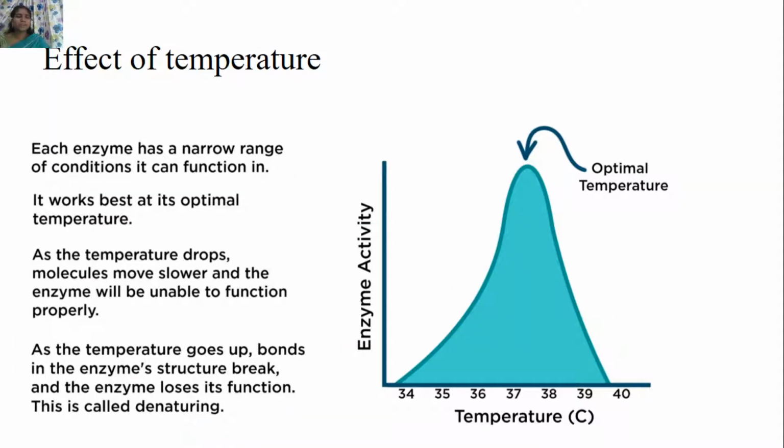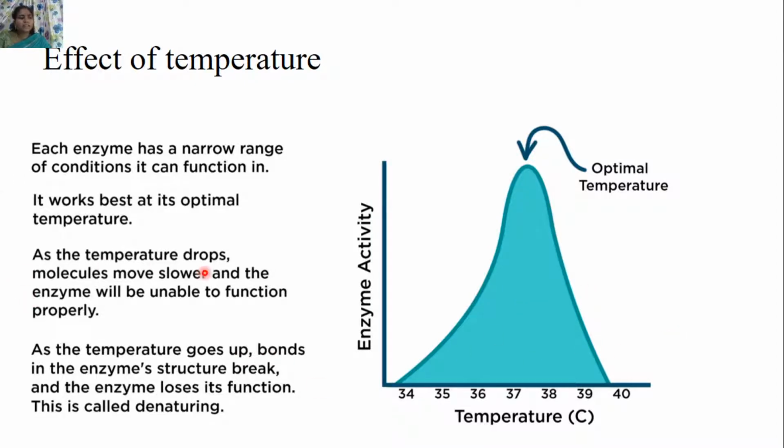What is the effect of temperature? Each enzyme has a narrow range of conditions in which it functions. It works best at the optimum temperature. Most enzymes exhibit optimum activity between 30, or you can start from 25, to 40 degrees. But there are some enzymes which show their activity at extreme temperatures also, as we know, Taq polymerase, which you will study in further classes.